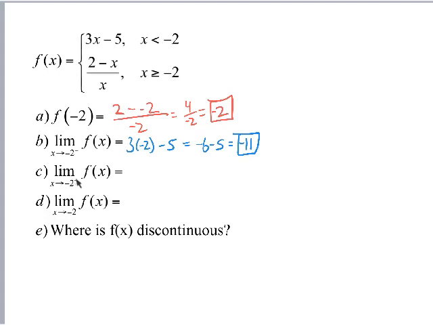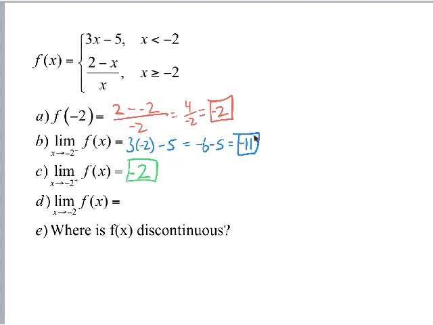Now, if we're coming from the positive side of negative 2, that would be this interval. So what are you approaching? Well, what you're going to do now is put negative 2 into this, which you did right here. So that answer, since we did it already, is negative 2. All right. So the value is negative 2 at negative 2. From the left, it's negative 11. From the right, it's negative 2.